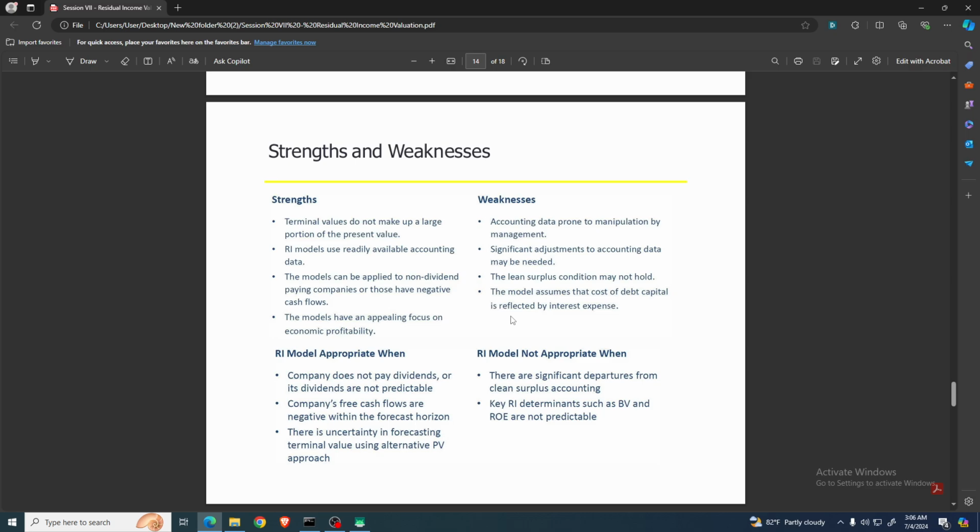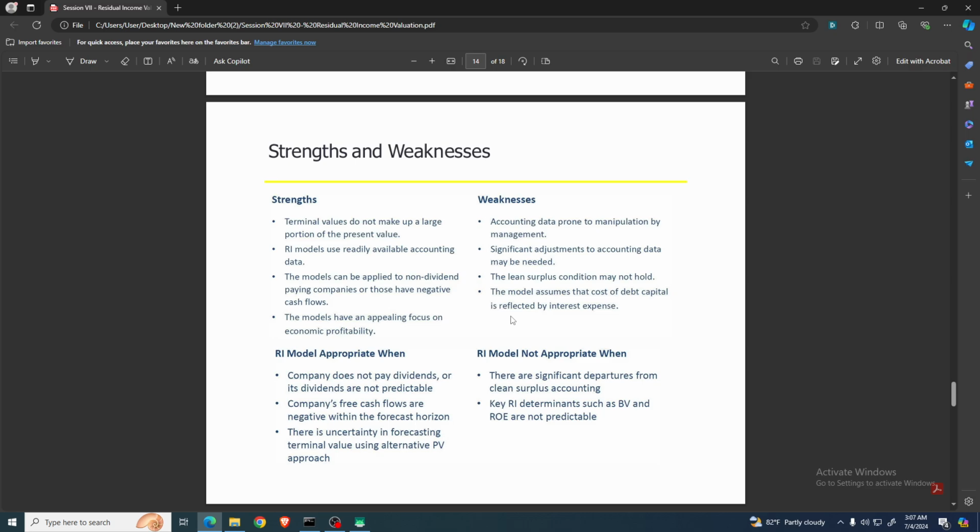And when it is not appropriate. The residual income model is not suitable when there are significant departures from clean surplus accounting, where all changes in equity are accounted for in the income statement. Because inaccurate accounting for changes in equity can lead to incorrect residual income calculations and valuation results, because the entire idea of residual income is thoroughly accompanied with the excess return on equity that an organization earns and how the valuation is based on this excess return compared to the invested equity.